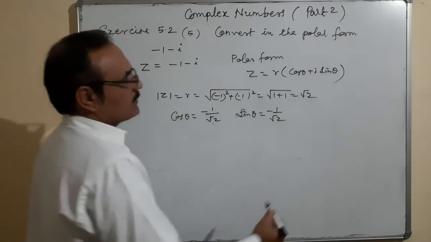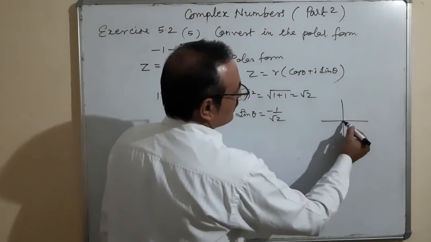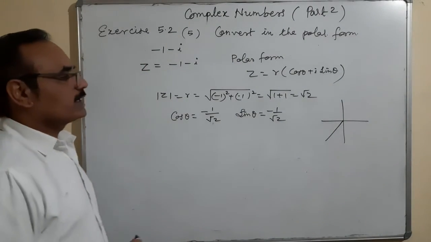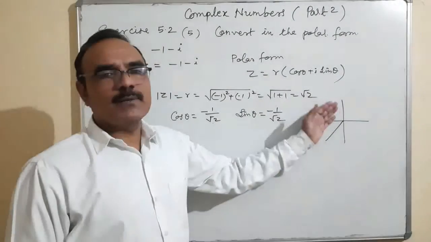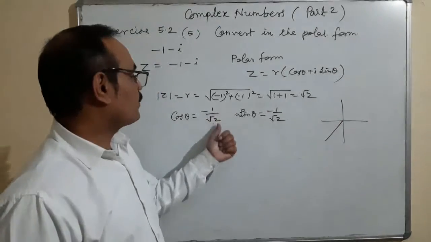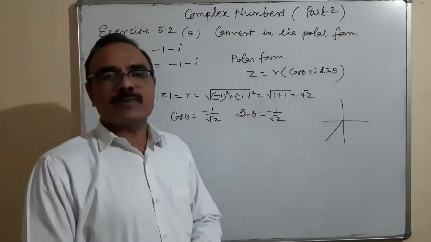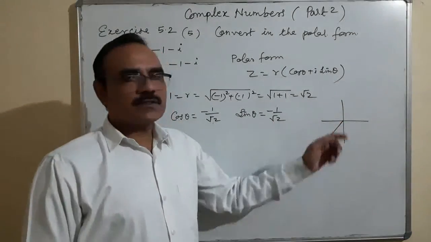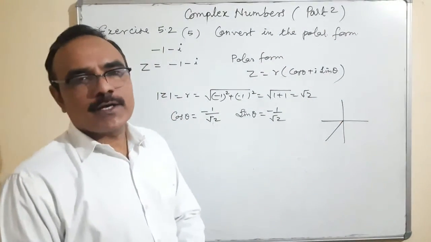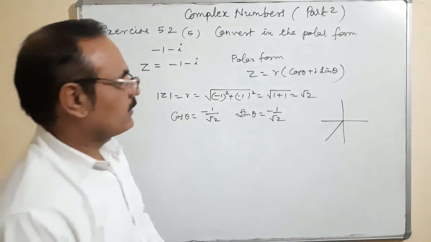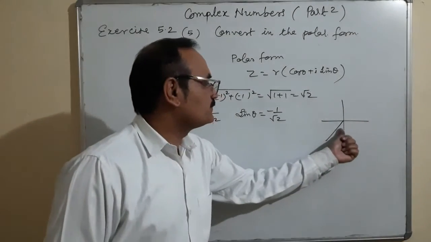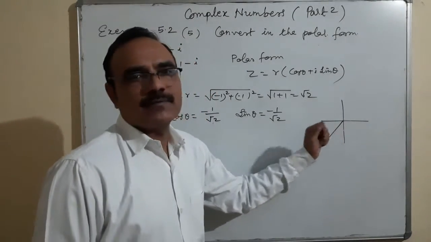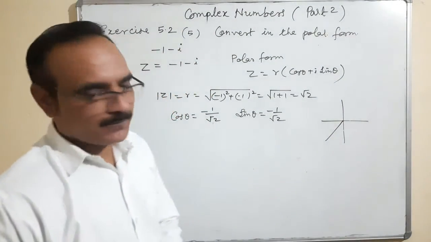Because both are negative, the value comes in the third quadrant, and in the third quadrant it is 180 plus theta. So let us see what comes here. The value of theta is 1 upon root 2, that means pi by 4. So 180 plus 45 is 225. And 180 minus 45 is 135.